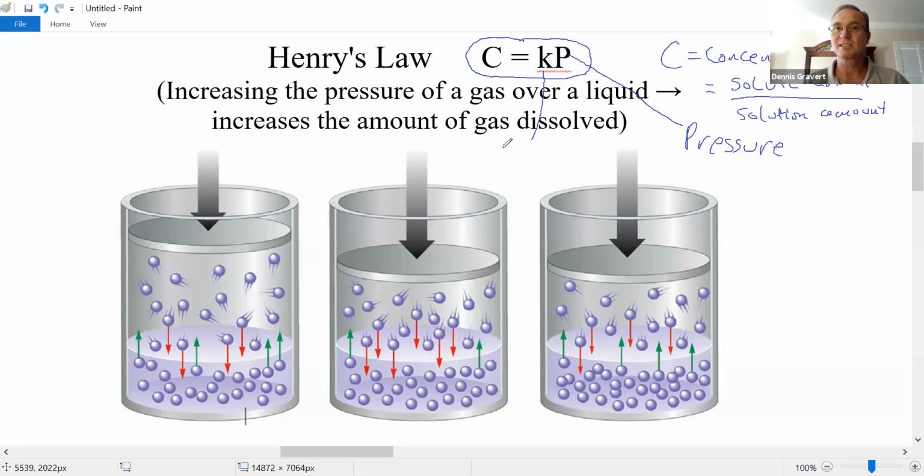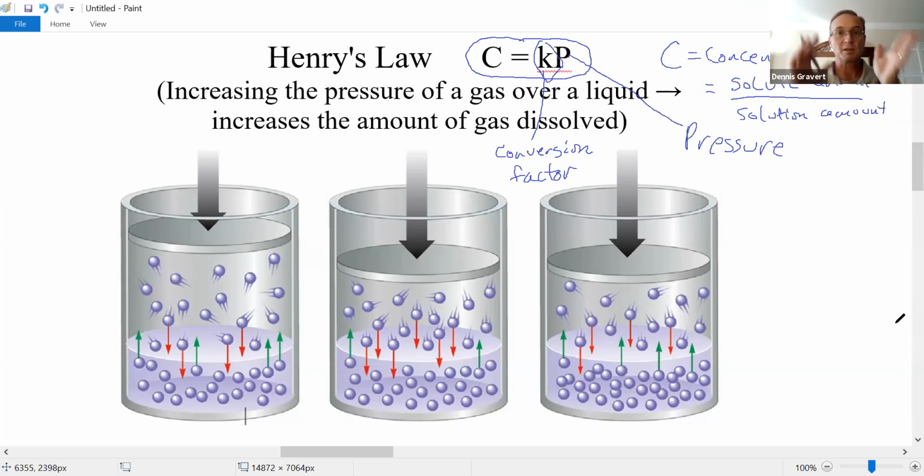What's K? K is just a conversion factor. It's Henry's constant. I don't know his first name. Last name was Henry. Professor Henry. He did the research and developed this equation. It's a conversion factor so that pressure might have units of atmospheres, whereas concentration won't. It'll have different units. So you have to convert the units. And so there's a conversion factor to help you do that.